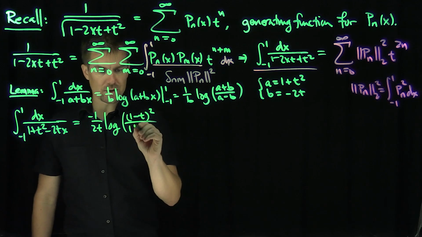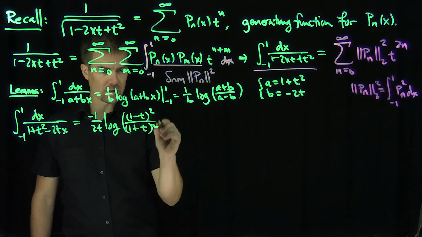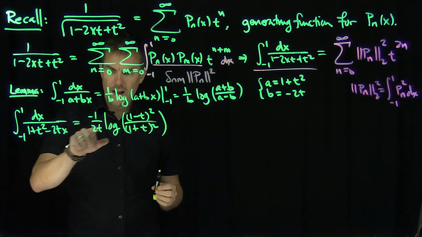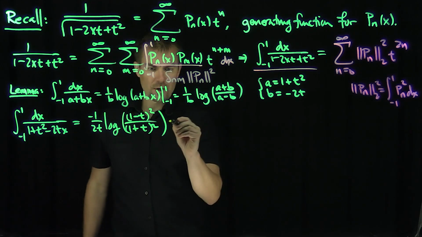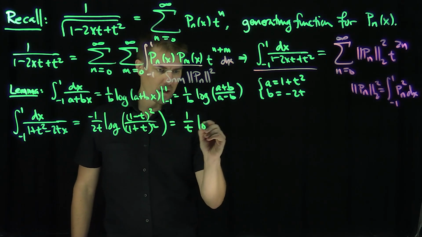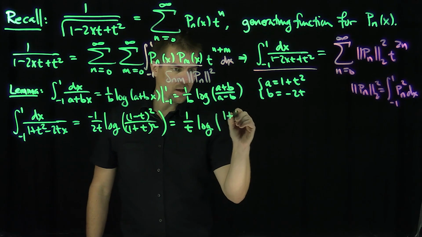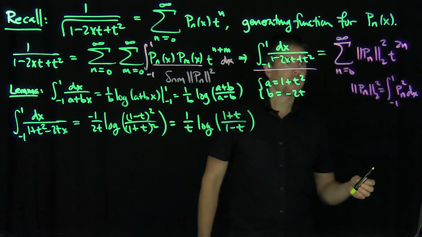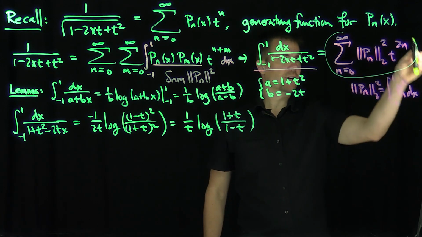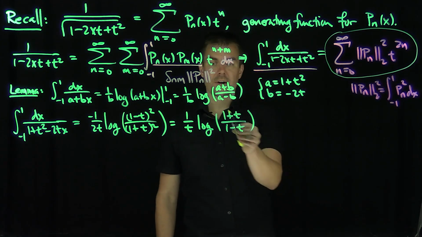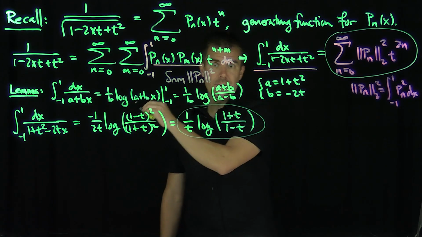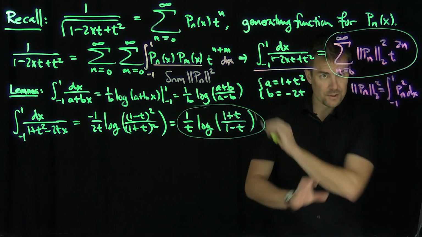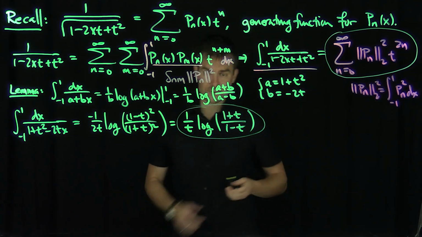That's a 1 plus t quantity squared, like so. Great. And now what happens is the negative sign is going to flip, and the 1/2 is going to eliminate those squares. So this is just going to be 1 over t, the natural log of 1 plus t over 1 minus t, right? So in other words, this infinite series over here is the Maclaurin series for this function over here. So if I can find the Maclaurin series for this function, I'll be able to compute these L2 norms of the Legendre polynomials. Great.